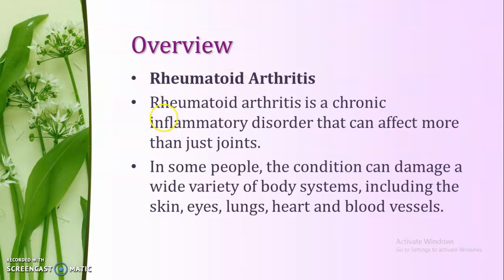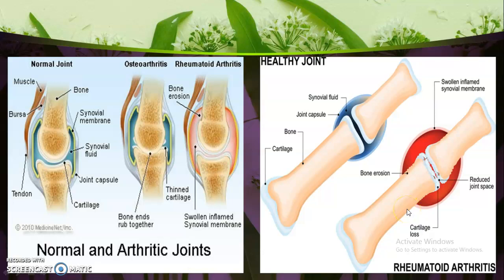So, the points to be remembered are: it is a chronic inflammatory disorder that can affect more than just joints, and in some people the condition can damage a wide variety of body systems, including skin, eyes, lungs, heart and blood vessels. In this diagram you can see a normal joint and an arthritic joint.